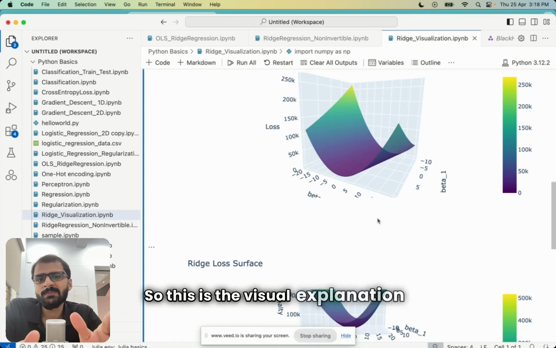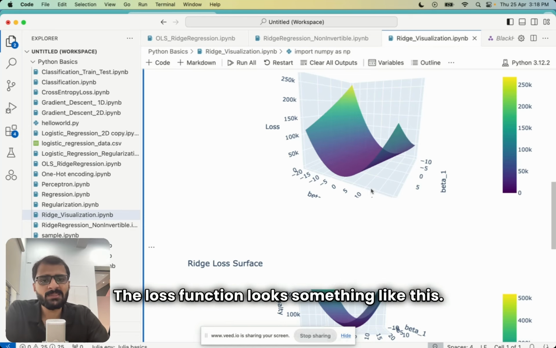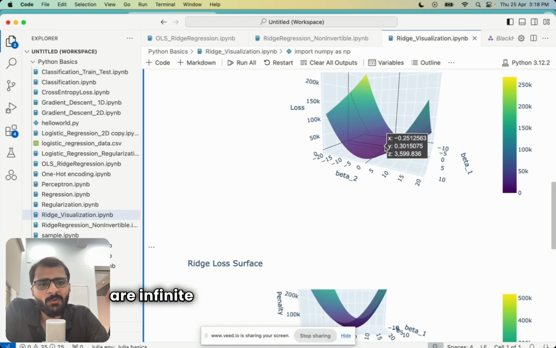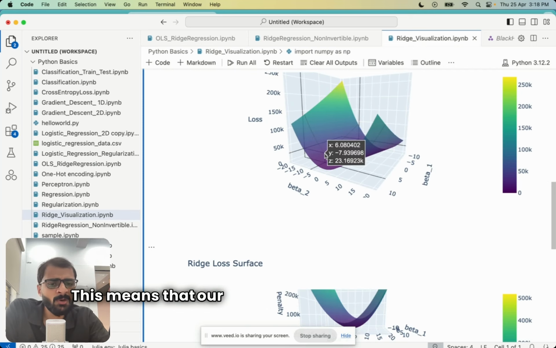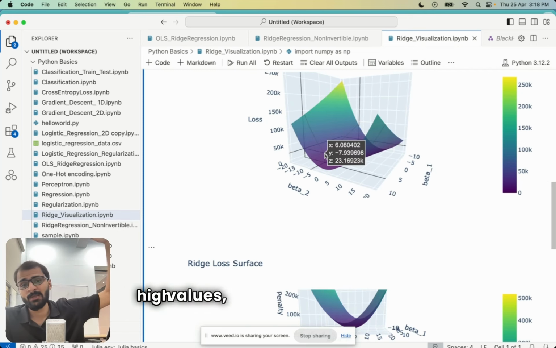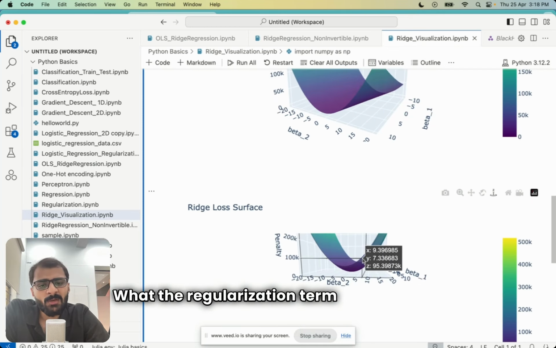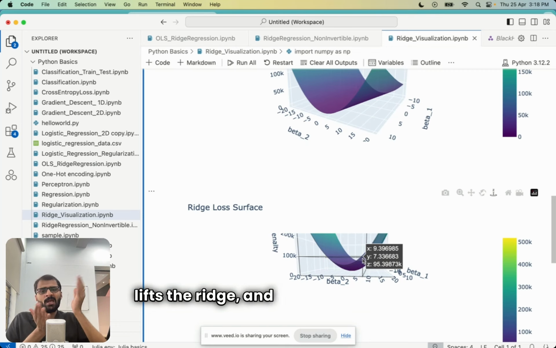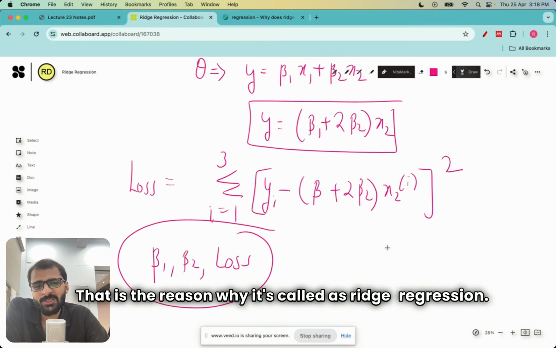So this is the visual explanation for what happens when our features are correlated. When our input features are correlated, the loss function looks something like this. There is a ridge at the bottom and there are infinite values of beta 1 and beta 2 which can lead to the correct answer. This means that our potential optimum can have very high values, which is not good for us. What the regularization term does is that it lifts the ridge and prevents us from getting this infinite set of correct solutions. That's the reason why it's called ridge regression.